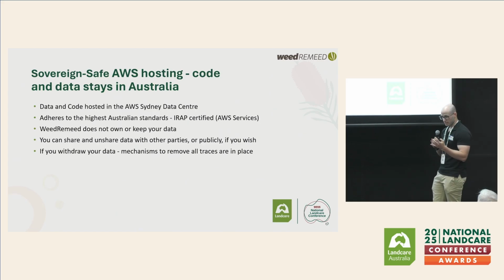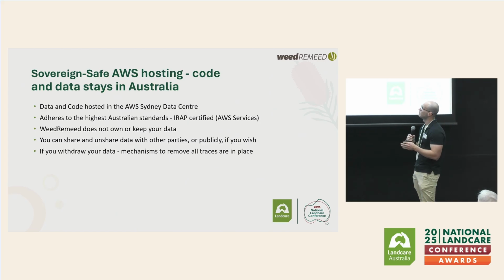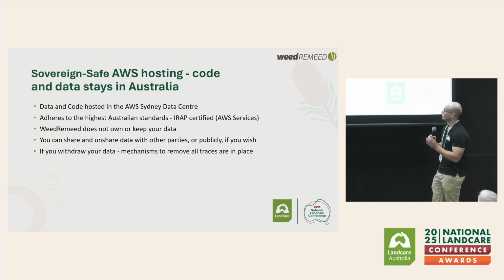So I'll now touch on, I guess, one of the key things, which is a great feature of WeedRemeed, that it's sovereign safe data. Data and code is hosted in the AWS Sydney Data Centre, so it's stored in Australia, which is a huge thing for going for different grants and different projects, because you need to make sure that your data is secured and this system is secure. It adheres to the highest Australian standards.